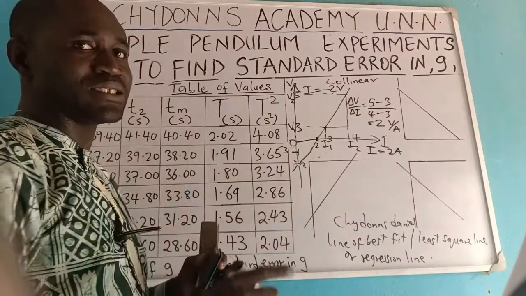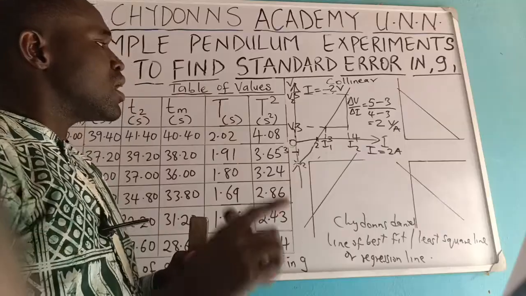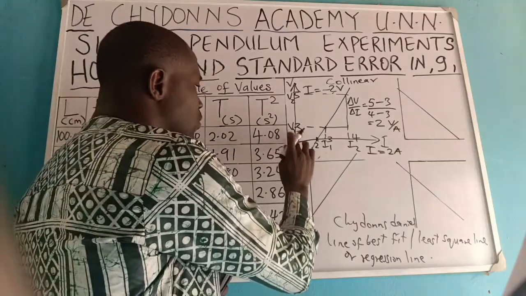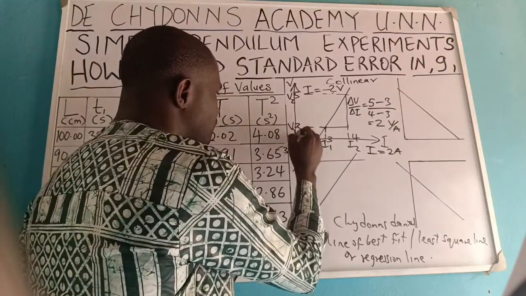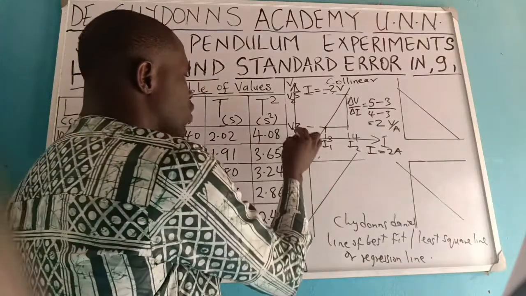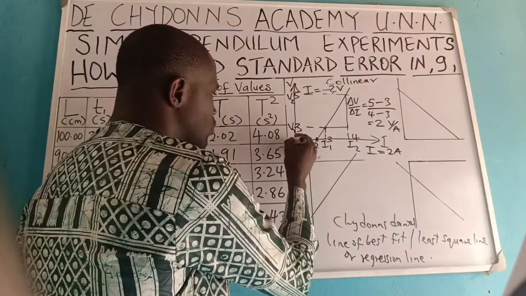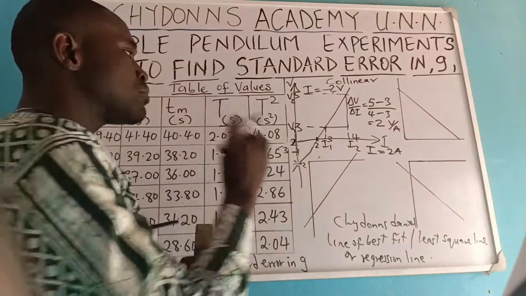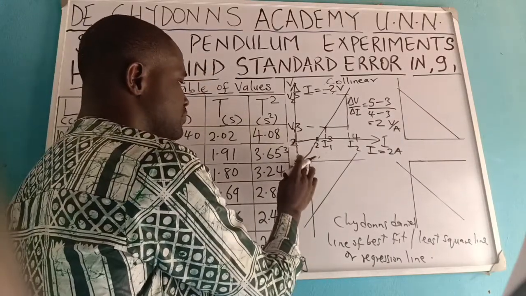Take note of that. Then, if here is not 0, assuming that your vertical axis, you didn't start from 0, maybe your vertical axis, you are starting from 2, you are starting from 2 to plot your graph.